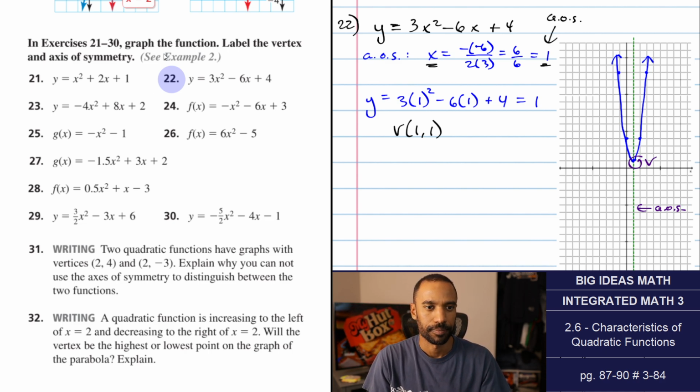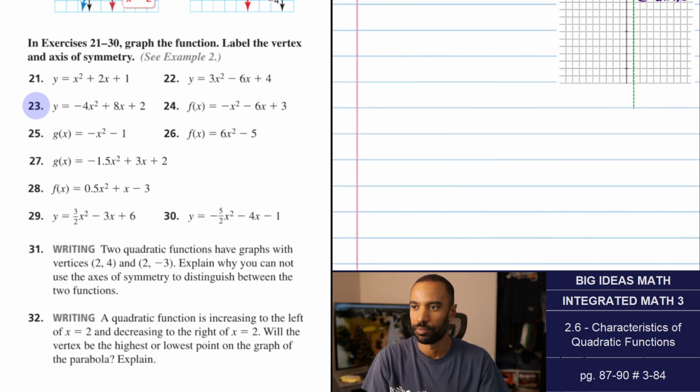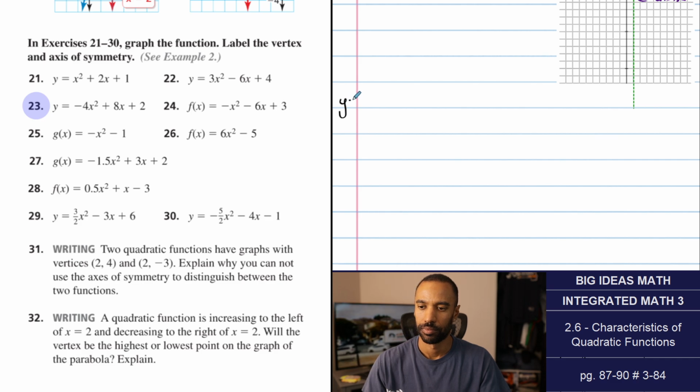Number 23. y equals negative 4x squared plus 8x plus 2. Oops. Write the problem, Mr. Robinson.